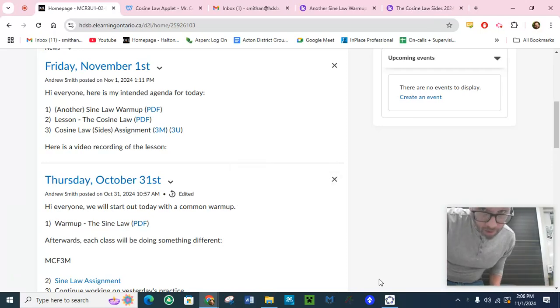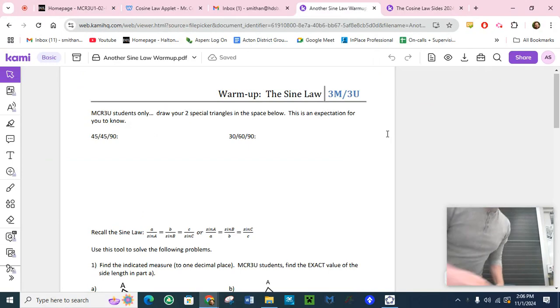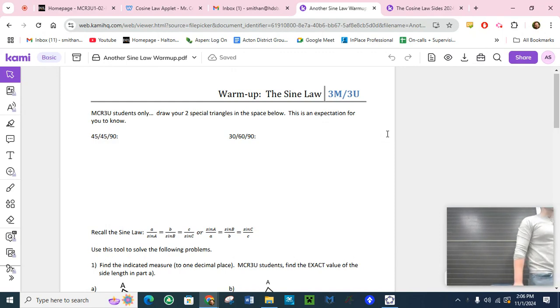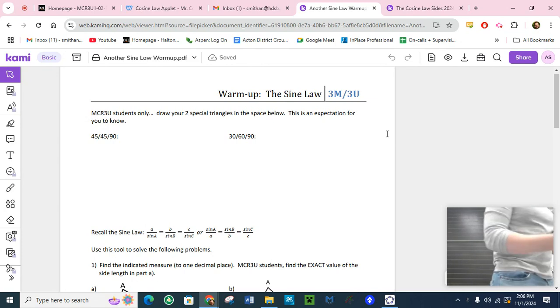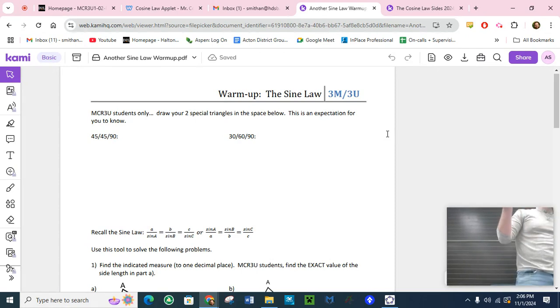All right, yes, it's another sine law warm-up. Just for the 3M people who won't know what I'm talking about here, the 3U people, I'm going to keep asking you several times a day to draw your two special triangles. But burned in your skulls. 3M people can get right to finding some sides and angles using the sine law. For 3U people, for the first one, I want you to find the exact side length.